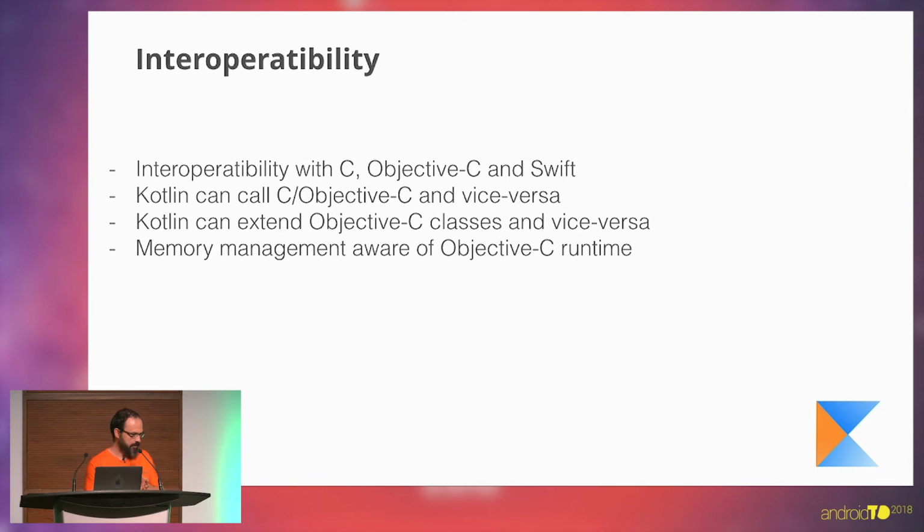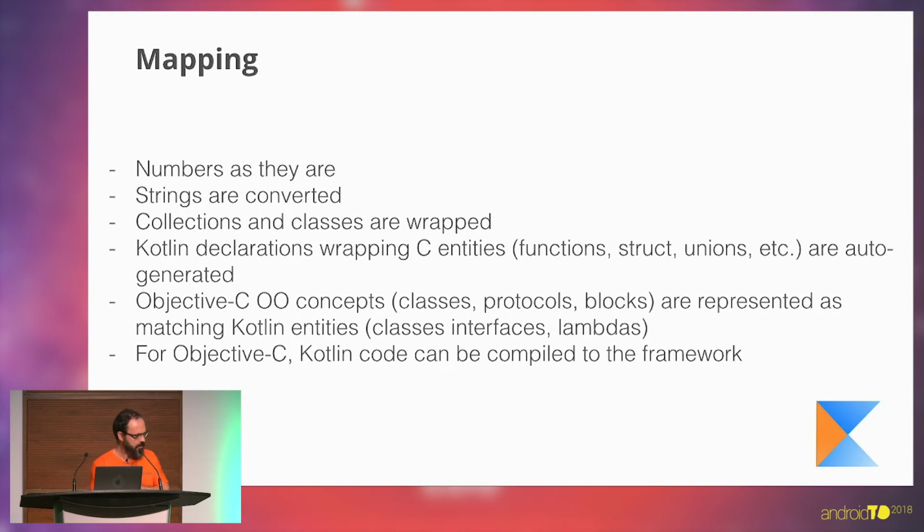Now, the interoperability. We can talk with Kotlin Native with C, Objective-C, and Swift. Kotlin can call C and Objective-C classes and code, and vice versa, the other way around. Kotlin can extend Objective-C classes through extension functions, and the other way around as well. And the memory management knows the Objective-C runtime. It's aware of what Objective-C is doing and how Objective-C is managing the memory.